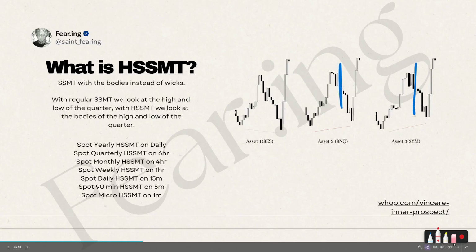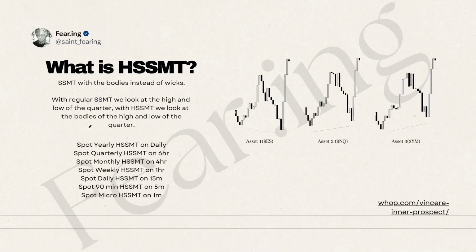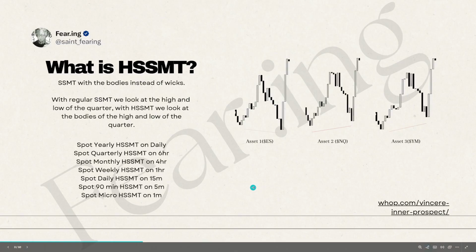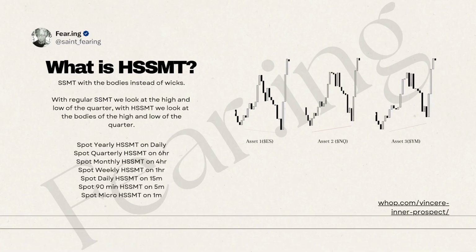Now, like we talked about somewhat in the previous video regarding time frame alignment, for hidden sequential SMT specifically, this is the biggest reason as to why we use time frame alignment in the first place: to identify hidden sequential SMT. Meaning, we have to spot microcycle hidden sequential SMT on the 1 minute, 90-minute hidden on the 5 minute, daily hidden on the 15 minute, weekly hidden on the 1 hour, monthly hidden on the 4 hour, quarterly hidden on the 6 hour, and yearly hidden on the daily.